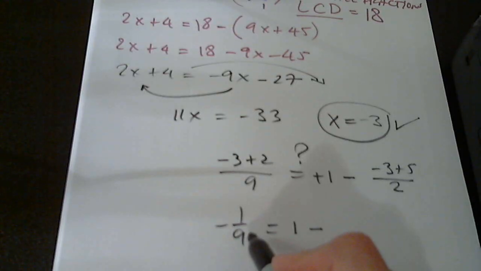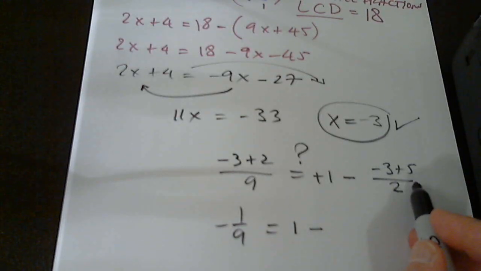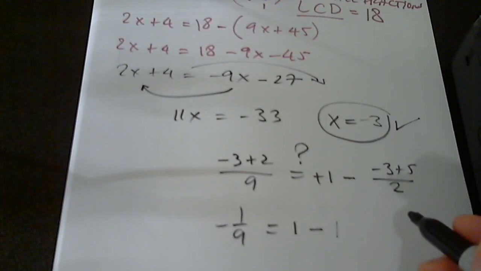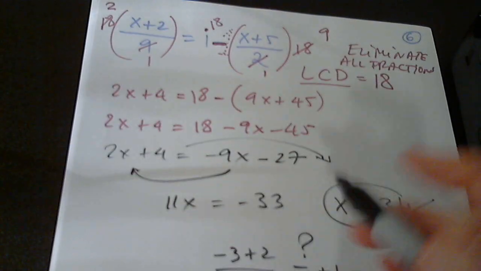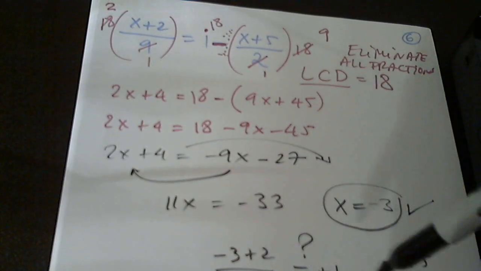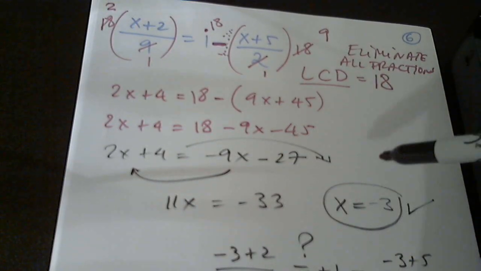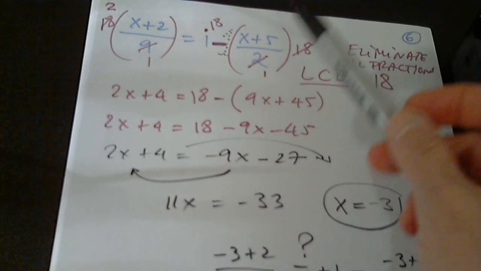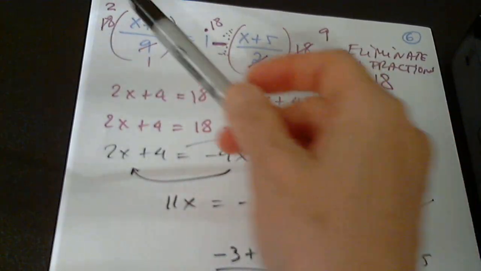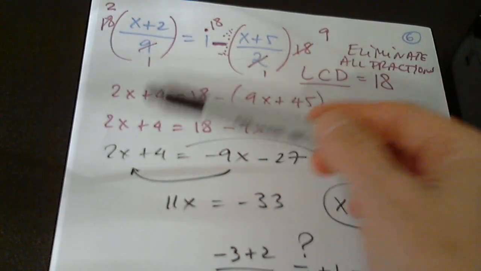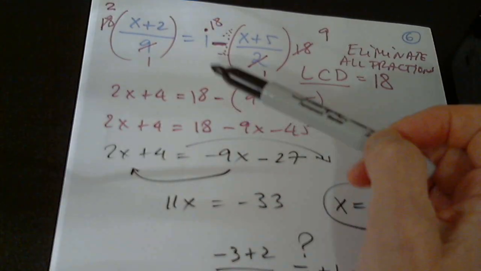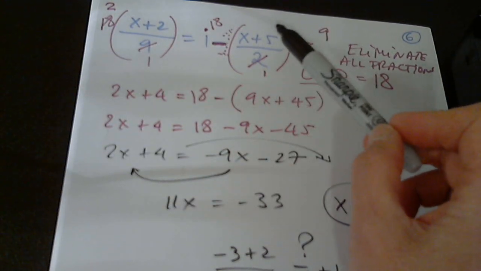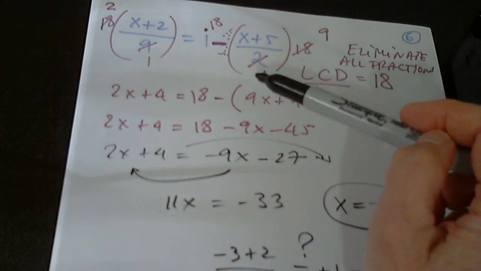There was negative 3 plus 2. And this is 2 over 2, which is 1. What did I do? So something is fishy. There's something wrong. So x plus 2 over 9 equals 1 minus x plus 5 over 2. Okay, and multiply by 18. Good. 2x plus 4. Correct. 1 times 18. Correct. Here. Simplify. 9.